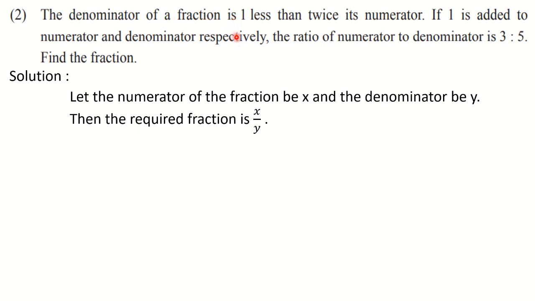"Is" stands for equal to. 1 less than twice the numerator. Twice means what? 2 times the numerator. So 2x, and 1 less means what? Minus 1. So what can we write down from the first condition? y is equal to 2x minus 1. See, the denominator means y. "Is" stands for equal to. 1 less means minus 1 and twice the numerator means 2x.